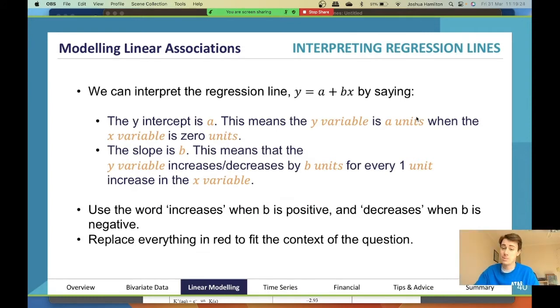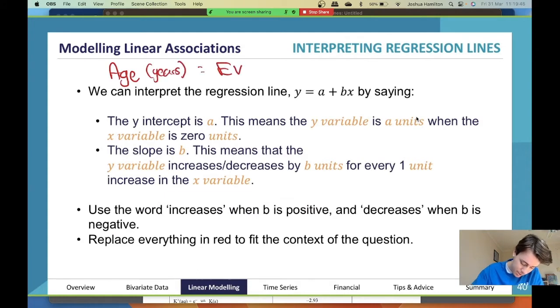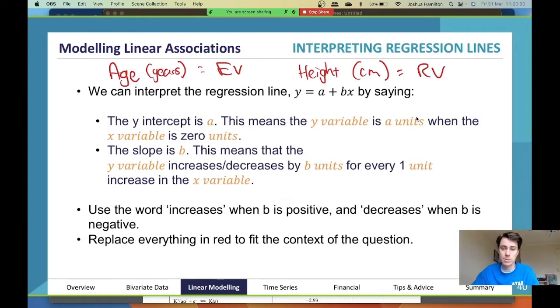The orange means you're going to manipulate that, you're going to change it. So whatever A is, let's just say it's 2. The y-intercept is 2, and then you need the units, because you may be doing age versus height. Think about it. Age, let's say in years, is going to be your explanatory variable. Your y variable is going to be height, in centimeters, and that is your response variable. It makes sense that your response variable is height, because your height is not going to justify your age, age is going to justify your height.